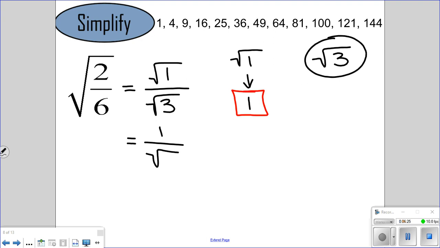Once again, we have a square root on the bottom of our fraction, and we cannot have that. So we have to multiply both the top and the bottom by whatever is underneath that radical. It's called rationalizing the denominator. 1 times the square root of 3 is going to be the square root of 3 over 3.